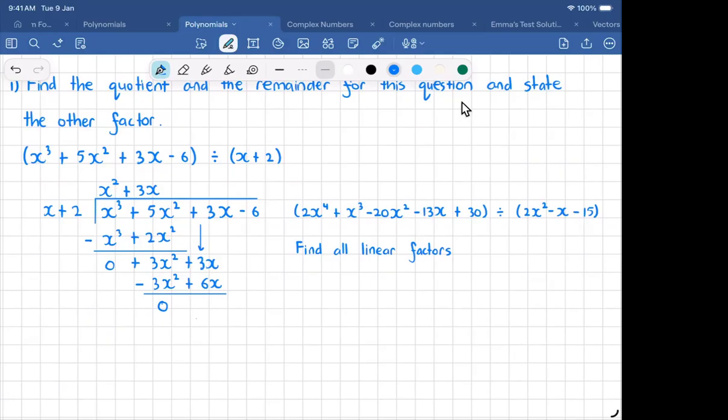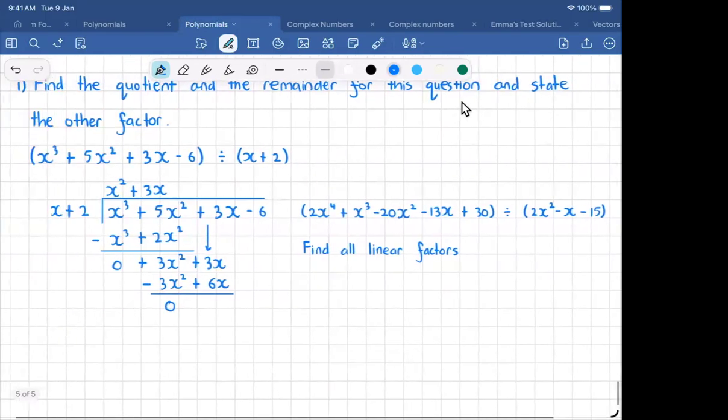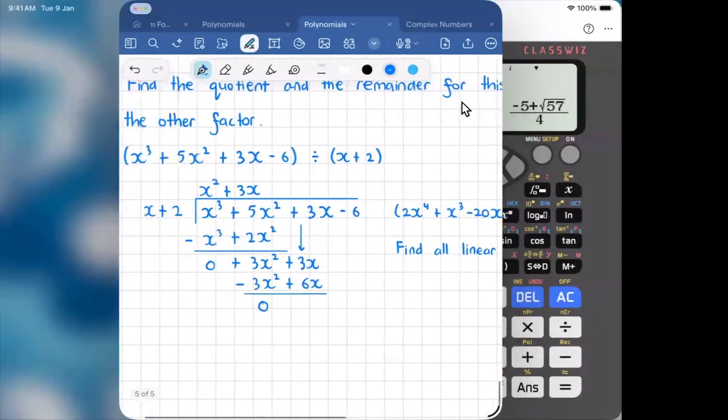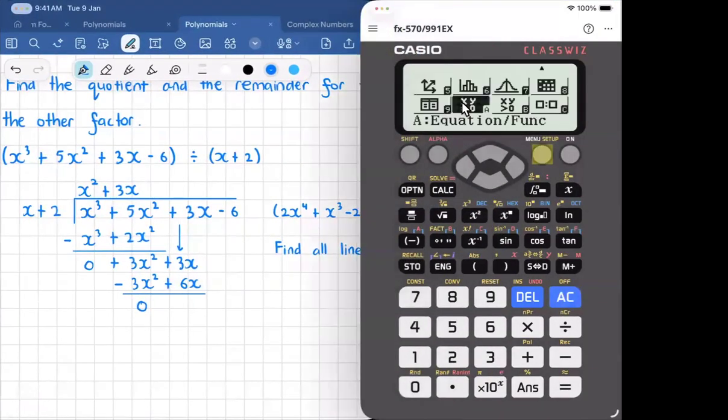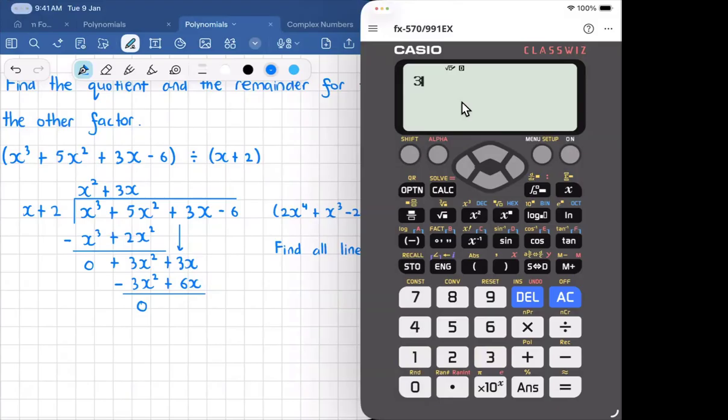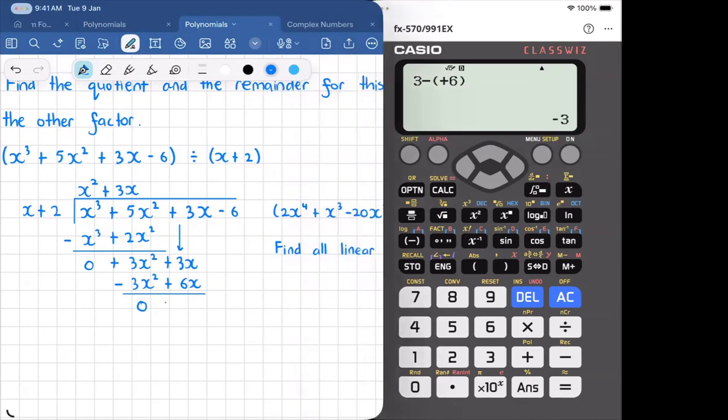If you're having a hard time with negative numbers, use a calculator. Use a calculator and plug it in to get it correct every single time. So we have positive 3, then minus open bracket plus 6, and I should get minus 3. So that's going to be minus 3x. What next? I start back the whole process again.